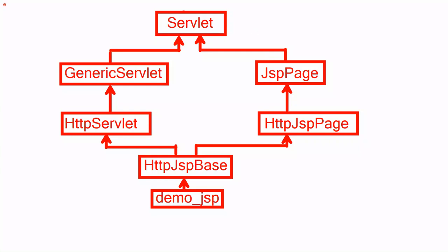See, from Servlet to HttpJspBase or demo_jsp, via GenericServlet and HttpServlet is one path. Via JspPage and HttpJspPage is one more path. More than one path, multi-path. Multi-path we can also call hybrid. Multi-path is also a right answer, and hybrid is also a right answer.